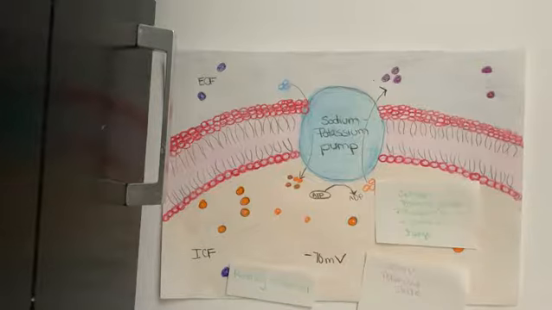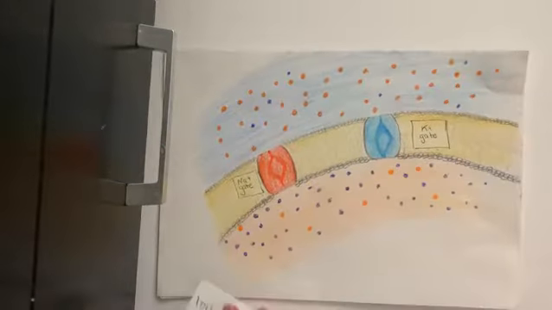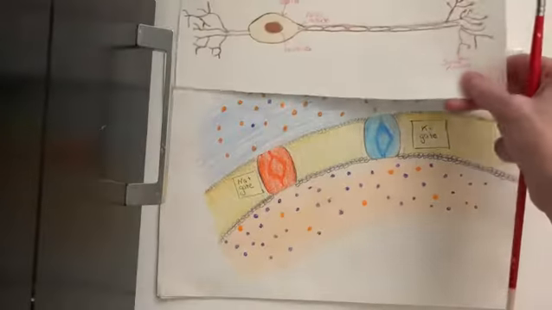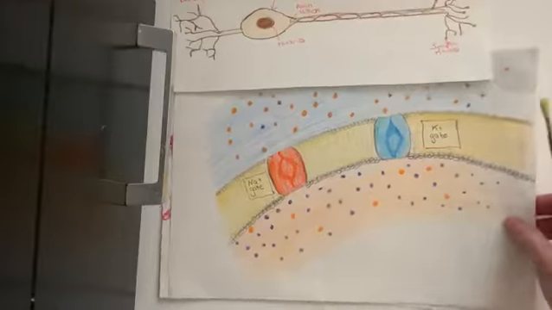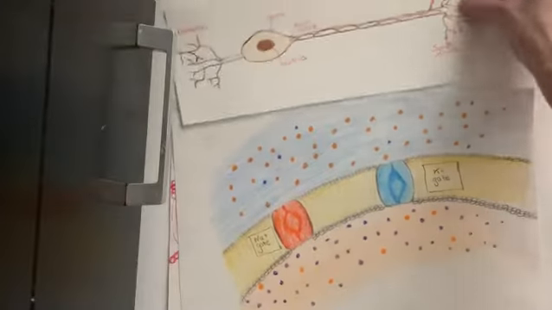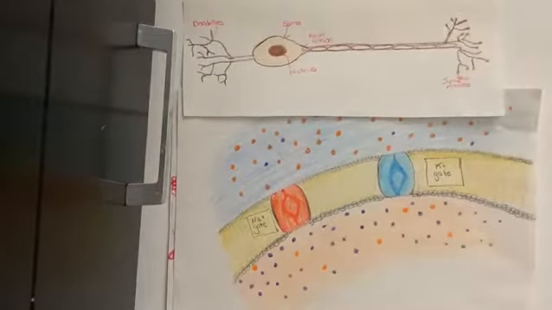So when it's ready at this point to receive stimulus, we will switch our diagrams and set up for local potential.